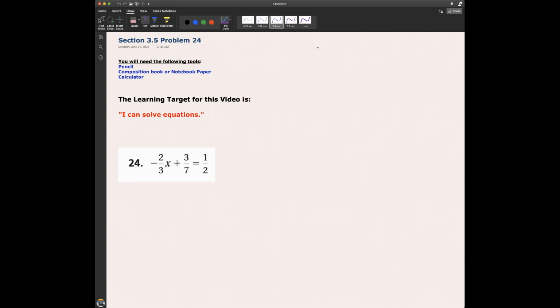I'm going to use a technique that I've showed you a few times to help us basically turn the fractions into integers. So let me write this problem down. Negative 2/3 x plus 3/7 equals 1/2. All right.